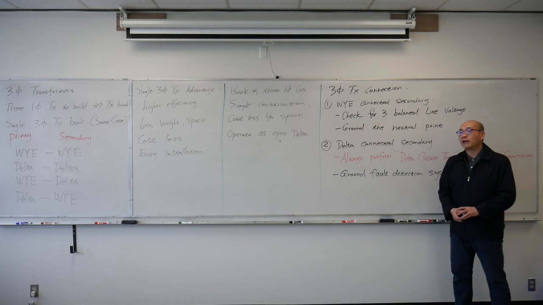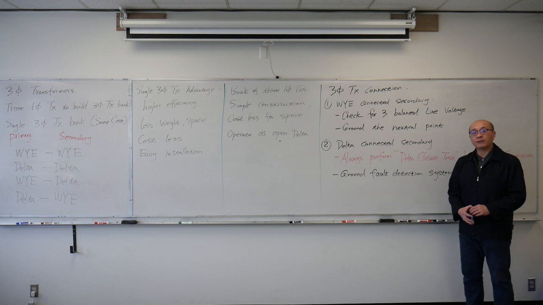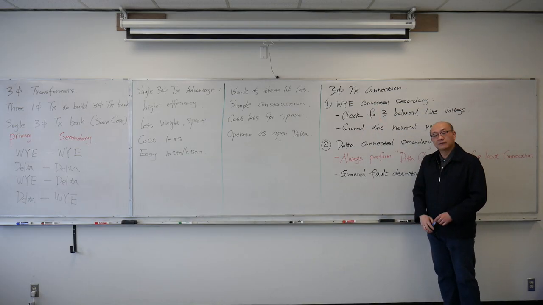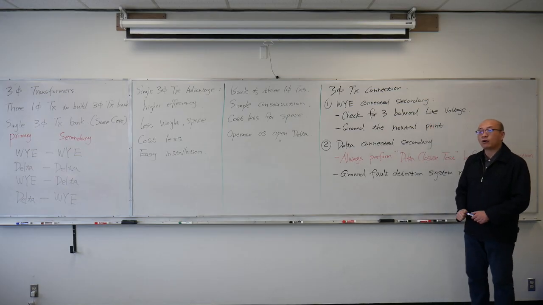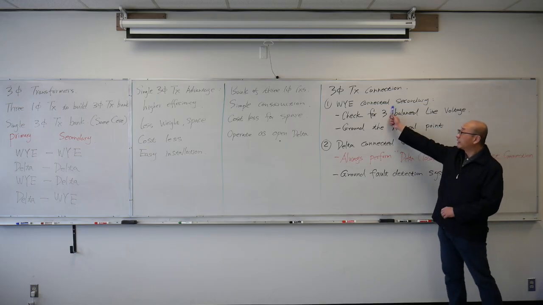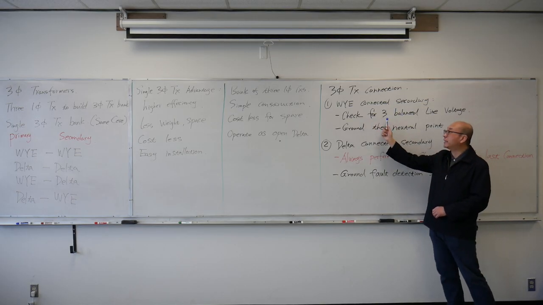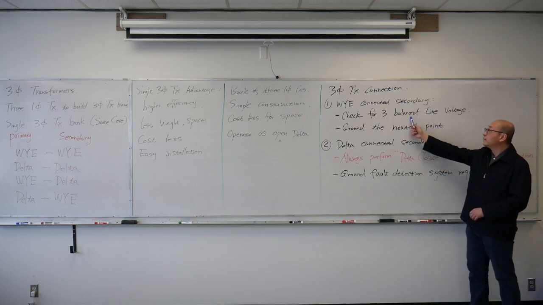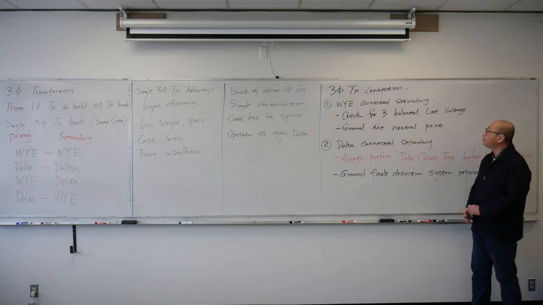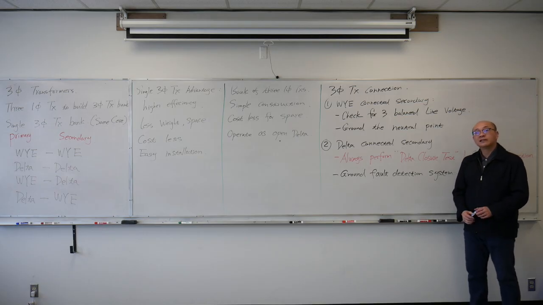Next we're going to talk about connecting a three-phase transformer bank. There are certain things you have to be really careful about when you're doing the real job. If the secondary of the transformer bank is Y connected, after you connect it, you have to check to make sure you get three balanced line voltages on the secondary side. The three balanced line voltages will indicate you connected the transformer bank correctly.